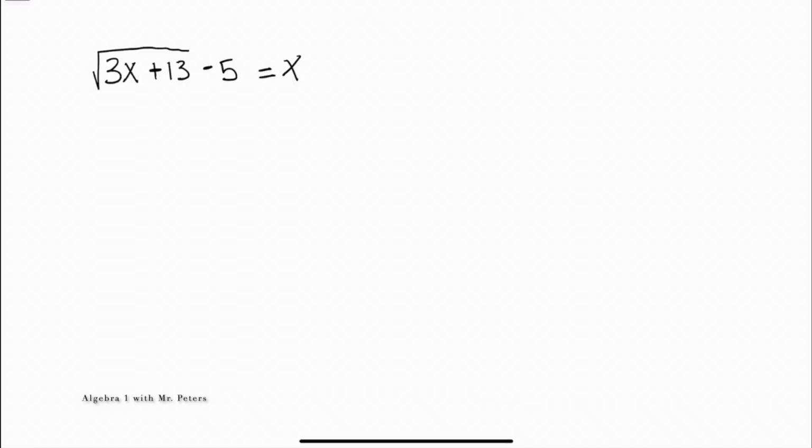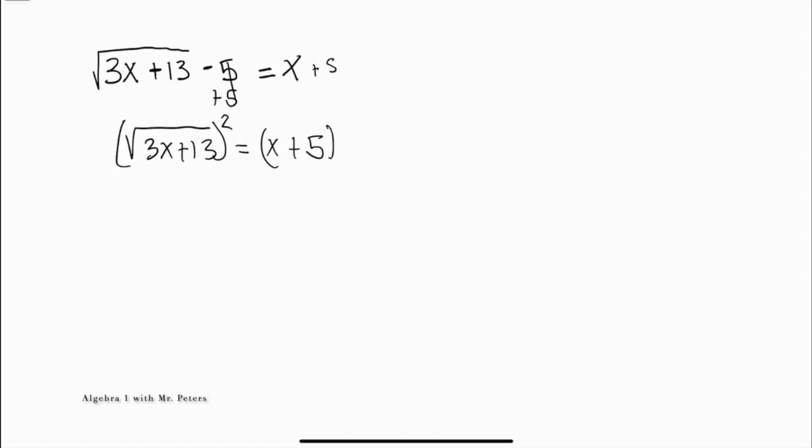In this example now, we're going to start off by adding 5 to both sides. So we're left with radical 3x plus 13 is equal to x plus 5. We get rid of the radical by squaring it because it's a square root. We're left with 3x plus 13 is equal to x squared plus 10x plus 25 after we FOIL that binomial.